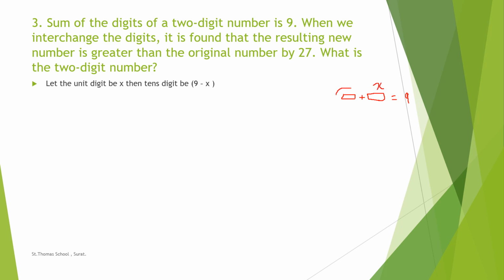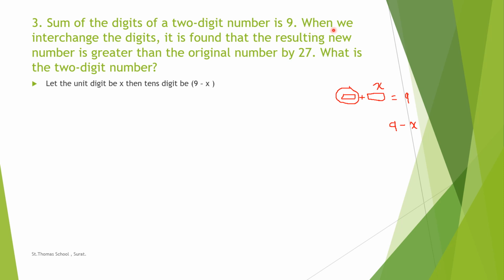How can you find the tens digit? So, this is 9, this is plus x. If it goes to the other side, it becomes minus x. So, we can say that the tens digit is equal to 9 minus x. Now, it's clear? Yes. I think it's clear now.